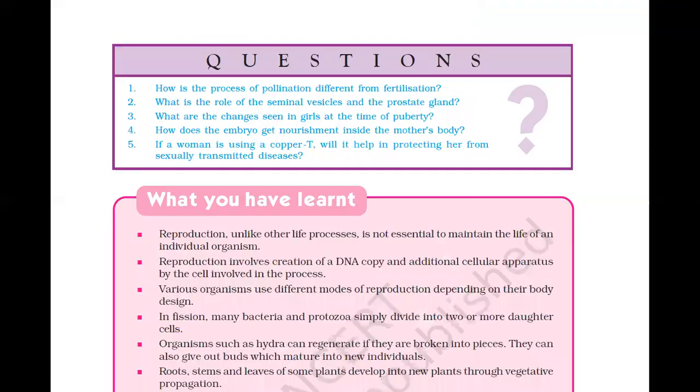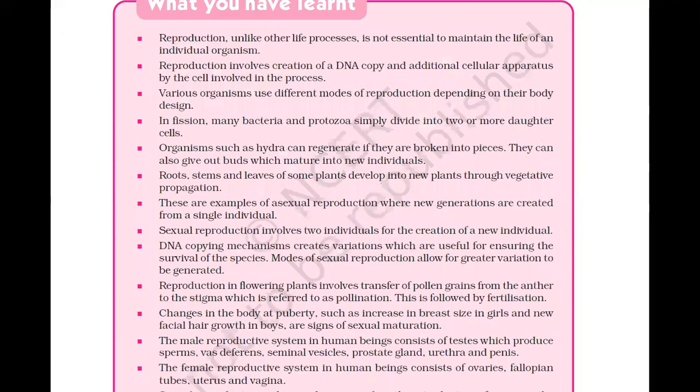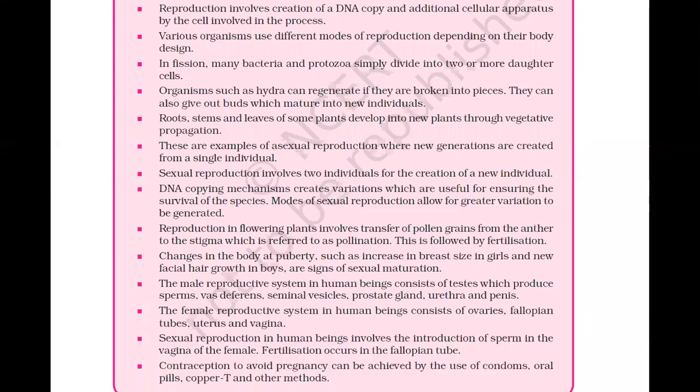What you have learned. Reproduction, unlike other life processes, is not essential to maintain the life of an individual organism. Reproduction involves creation of a DNA copy and additional cellular apparatus by the cell involved in the process. Various organisms use different modes of reproduction depending on their body design. In fission, many bacteria and protozoa simply divide into two or more daughter cells.